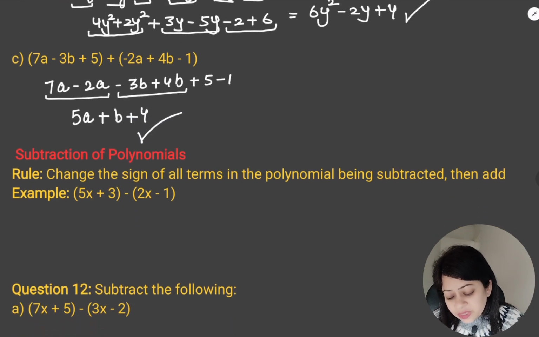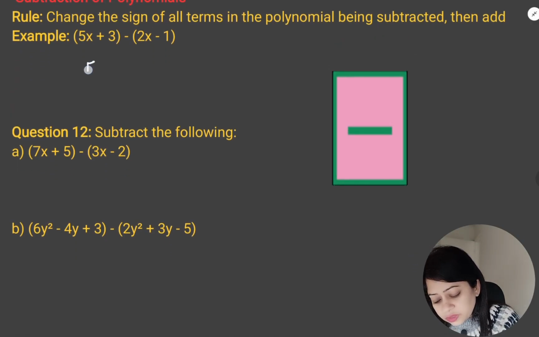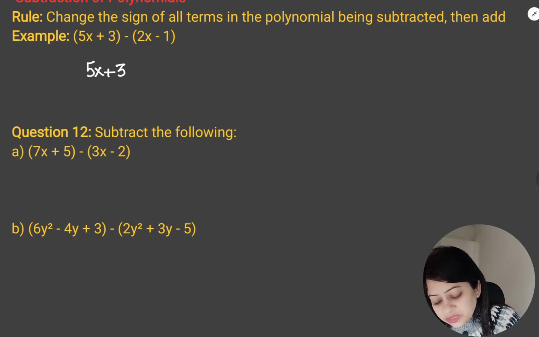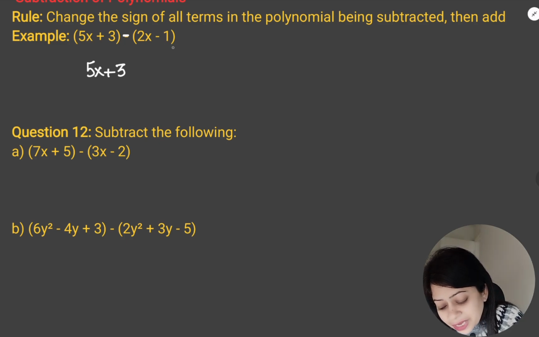Likewise, we will subtract as well, okay? In subtraction as well, we first group the terms. 5x plus 3. Now this is a little bit tricky. 5x plus 3, I open the bracket. Now you can see there is a negative sign outside the bracket. Whenever there is a negative sign outside the bracket, what do you do? You open the bracket and change the signs. What is the sign of this 2x? It's positive. It will become minus 2x. What is the sign of this minus 1? It's negative. It will become plus 1.